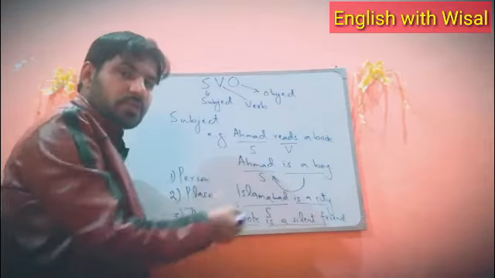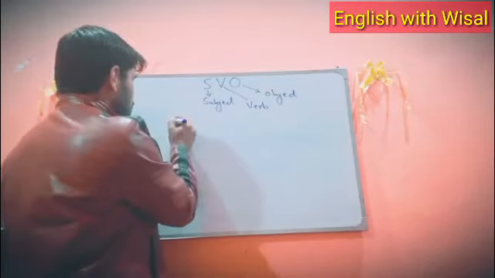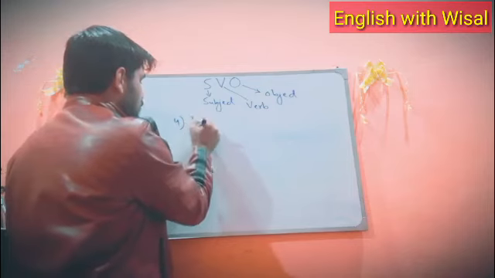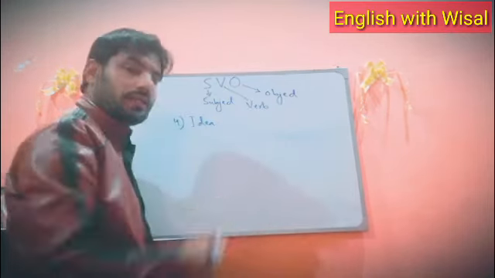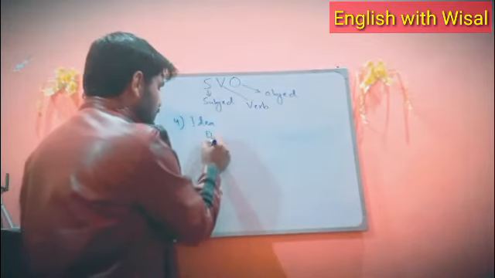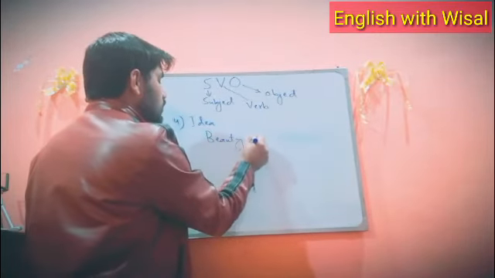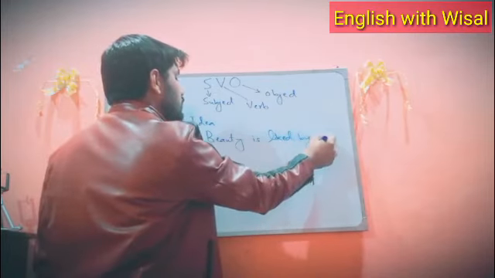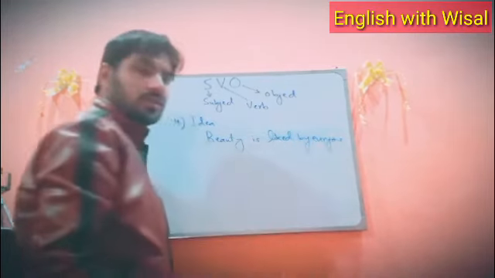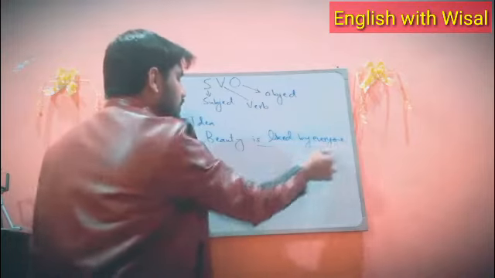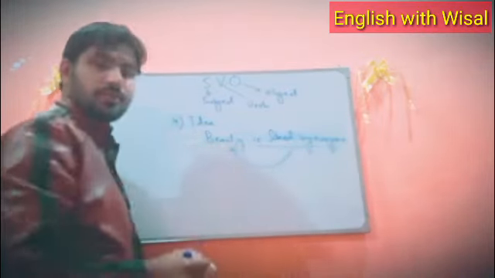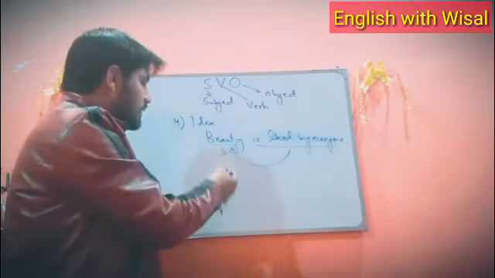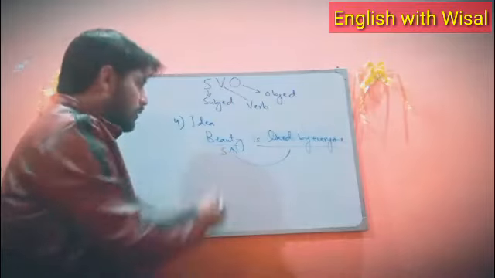Let's proceed. The fourth example is idea. So subject can be an idea. For example, beauty is liked by everyone. So in this sentence you see that the rest of the part is about beauty. So in this sentence, beauty is the subject and the subject is an idea. I hope you got this example.